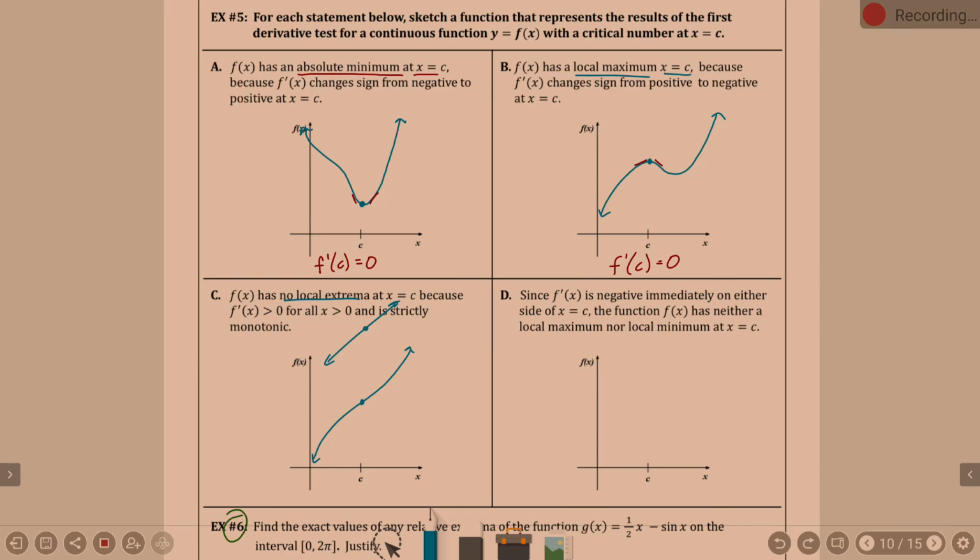Okay? D. Since f prime of x is negative immediately on either side of x equals c, the function f of x has neither a local max nor local minimum at x equals c.